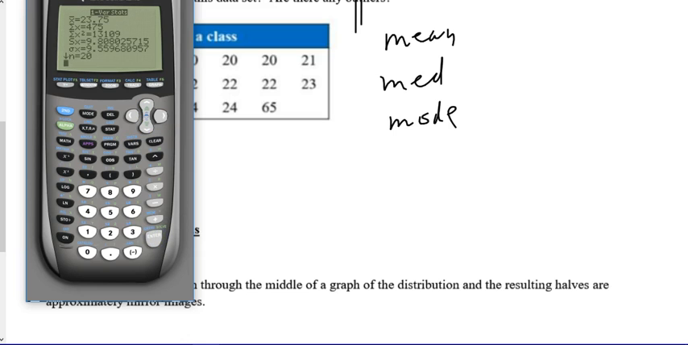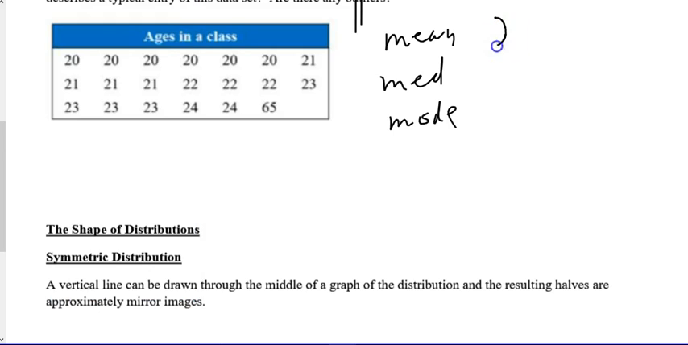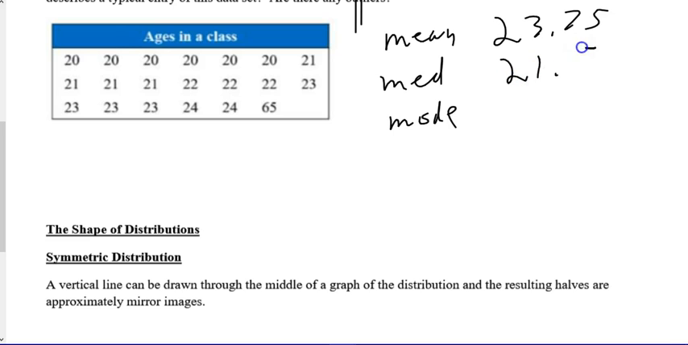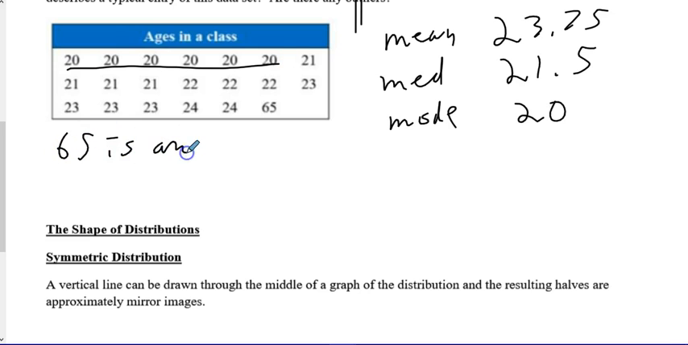Okay, the mean is 23.75. The median, the middle value, is 21.5. And the mode is 20, because there are 6 of these. Next to that are the numbers 21 and 23 with 4 values. Okay, 65 is an outlier.